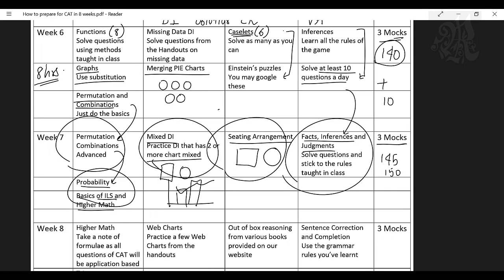This happens usually, like your score goes to a certain level, let's say 130, 135, and it just stops there. That happens because you don't analyze the mock really well. You don't know what your strong areas are, you don't know which questions to attempt at the start, etc.